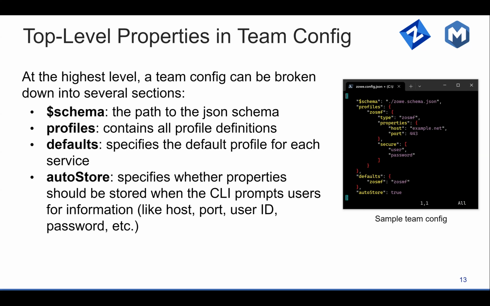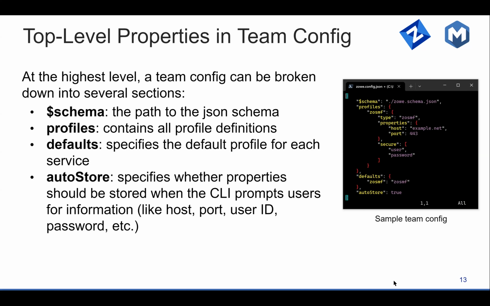Next, you have the profiles. And profiles is a JSON object that contains all of your service and base profiles. And I'll cover exactly what that means in the next few slides. But here you can see that we have a single profile called zosmf. Then we have the defaults, which is a JSON object that lists the default profile used for each service. In this case, the default zosmf profile is also named zosmf. Maybe I should have named that profile differently to make that a bit clearer, but that's what's happening there.